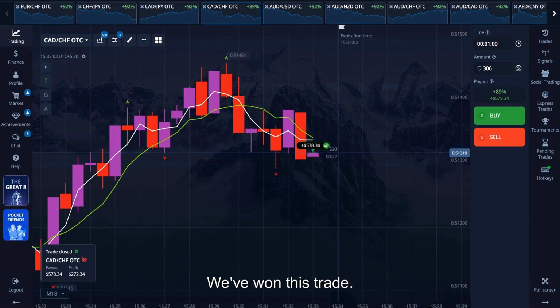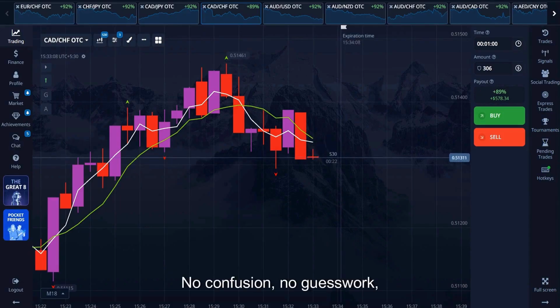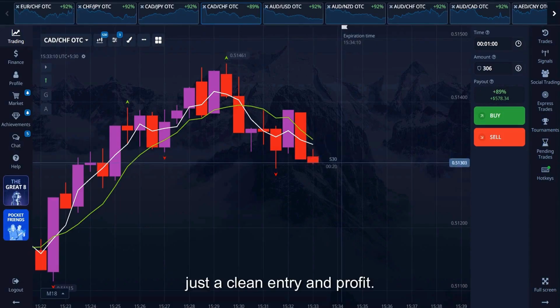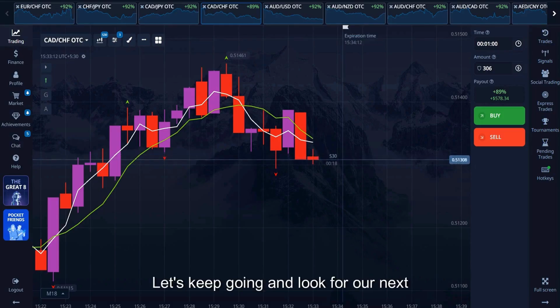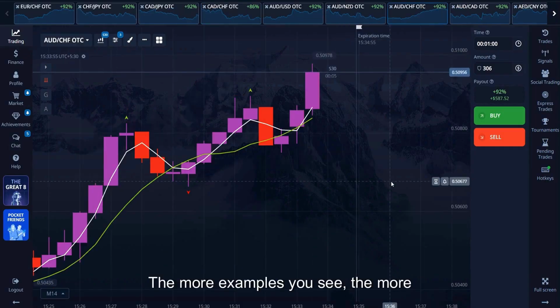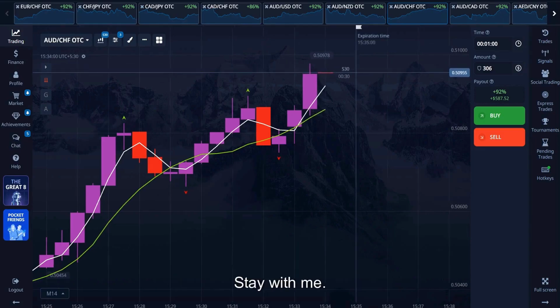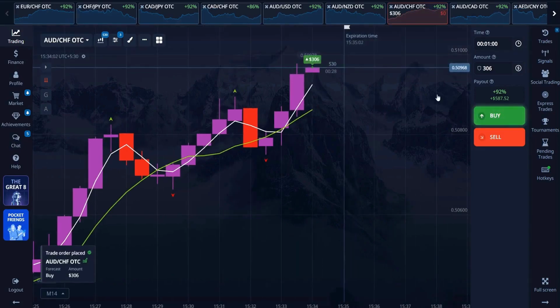We've won this trade. That's the power of using simple rules with clear signals. No confusion, no guesswork, just a clean entry and profit. Let's keep going and look for our next trade setup using the same strategy. The more examples you see, the more confident you'll feel while using it on your own. Stay with me. The next one is coming up.